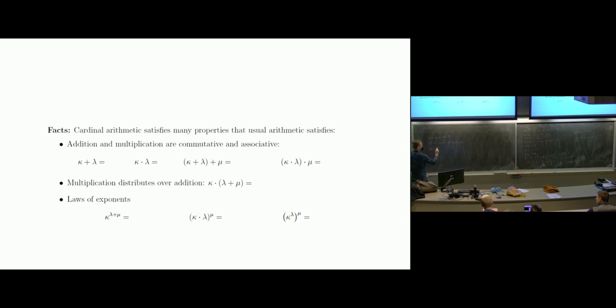Kappa times lambda plus mu is kappa times lambda plus kappa times mu. And then there's laws of exponents. I hope that these are what you would expect. Kappa to the lambda plus mu is equal to kappa to the lambda times kappa to the mu, and so on. Can you fill in the rest of the blanks?